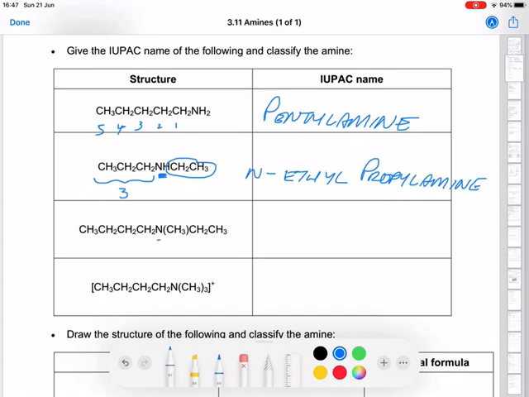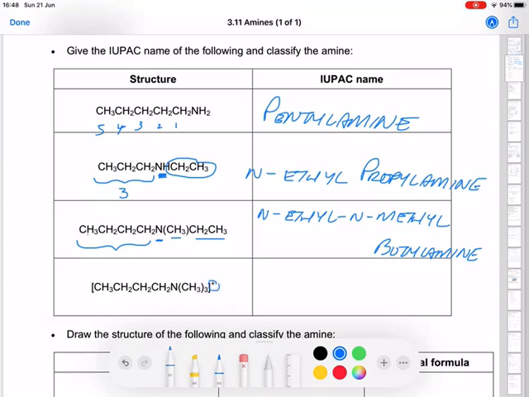With this one, I've got my N here, and my longest chain of carbons is this one here, 1, 2, 3, 4. So it's going to be butylamine, and then I've got a methyl and an ethyl. The ethyl is going to be named first. So N-ethyl, N-methyl butylamine.